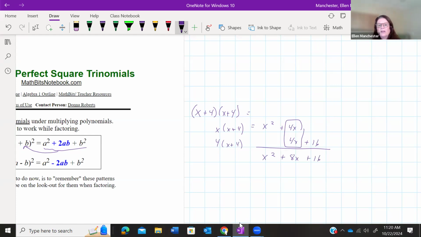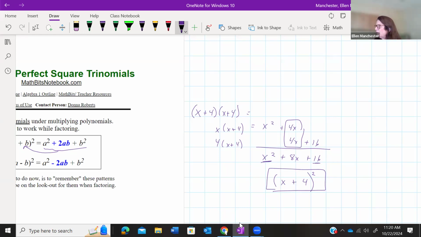Well, when I look at this and I'm taking it back to the factors, this is a perfect square because my exponent is even. This is a perfect square. When I take the square root of each of those, multiply, and then double it. So if I multiply 4 and x, I get 4x. If I double it, I get 8x. That makes it a perfect square trinomial.